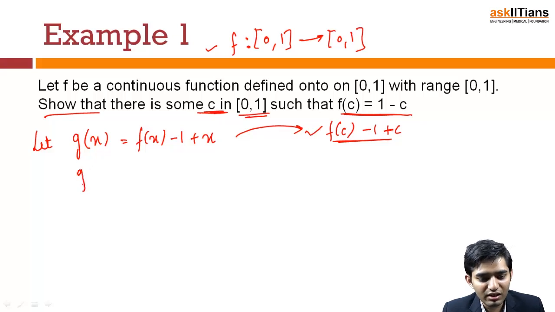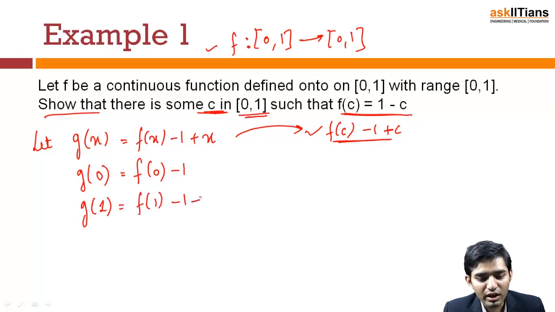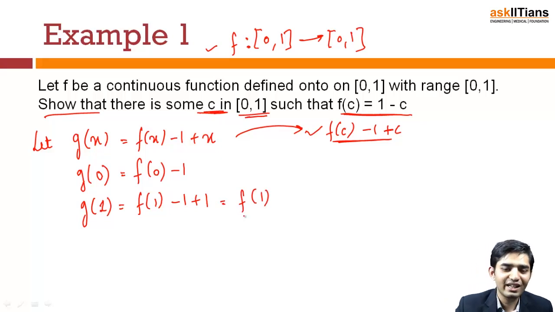So basically in this case, tell me what is g(0)? g(0) will be f(0) minus 1 plus 0. So I am not writing this plus 0, f(0) minus 1. And what is g(1)? g(1) will be f(1) minus 1 plus 1. So this is nothing but f(1), minus 1 plus 1 will get cancelled.